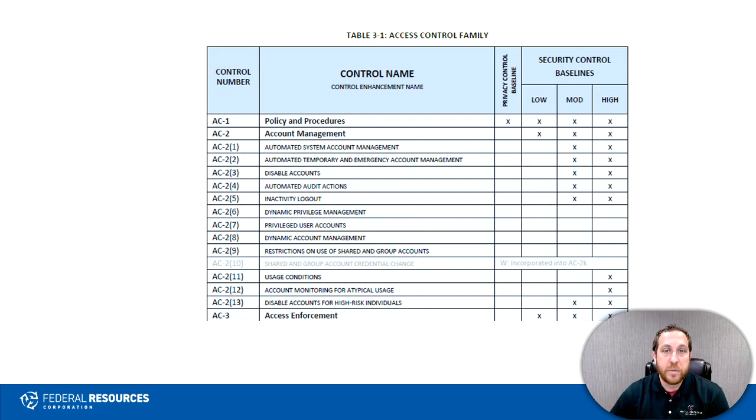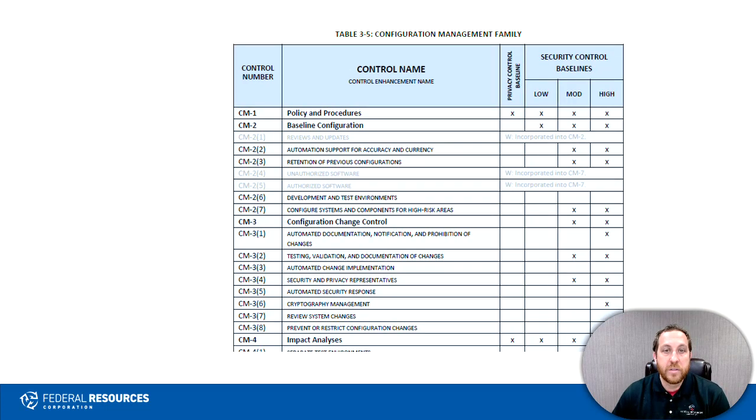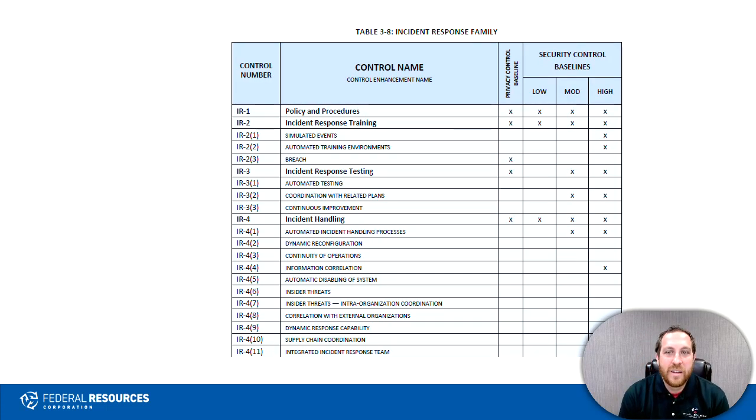Okay, a few visual examples of how the low, moderate, and high baselines contrast to each other. Here's a snip of the access control family. This deals with account access and management. So look at the right 3 columns. The X's identify if the control is in that baseline. And here's a snip of the configuration management family that deals with change control, CM plans, data recovery. And here's a snip of the incident response family. The main thing to note from these snips is that not every control and enhancement is part of the baseline, and that more controls are added as you move up the ladder from low to moderate to high.